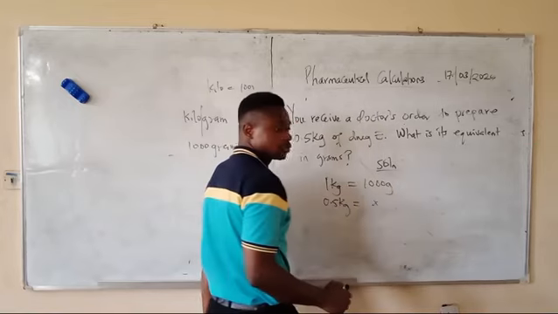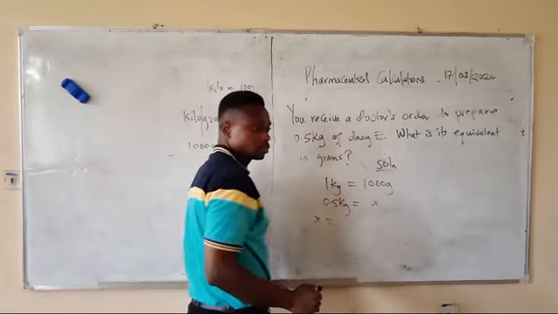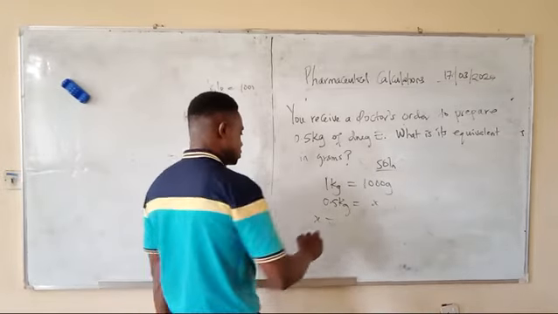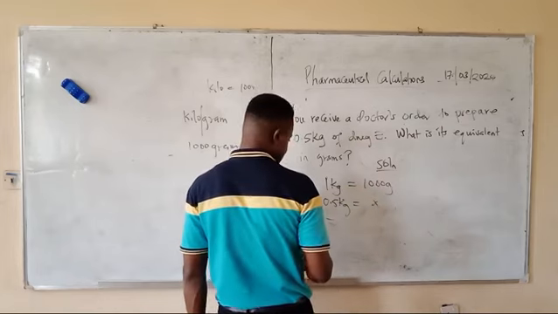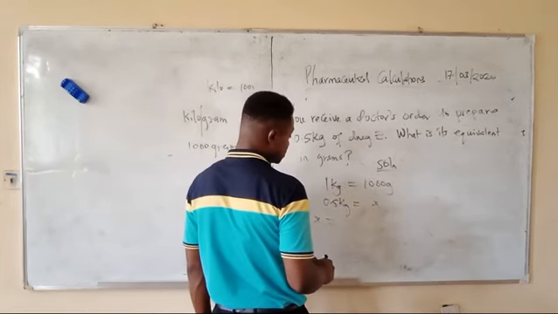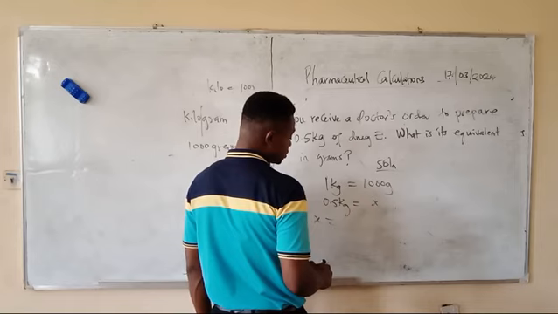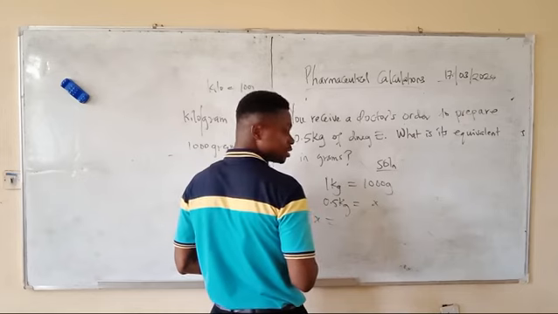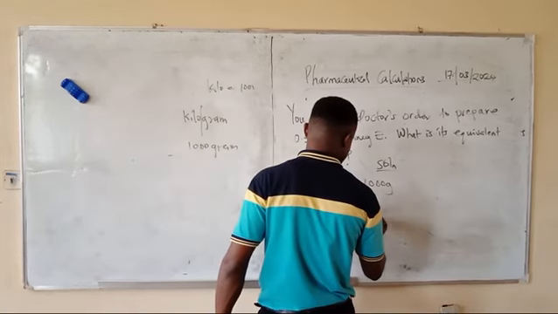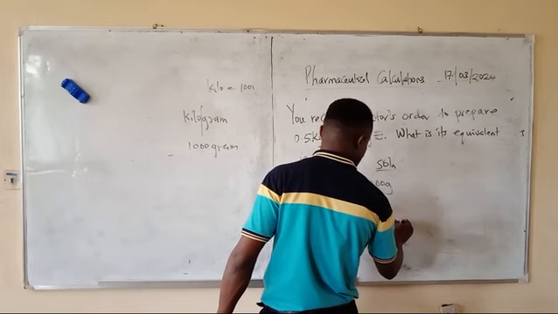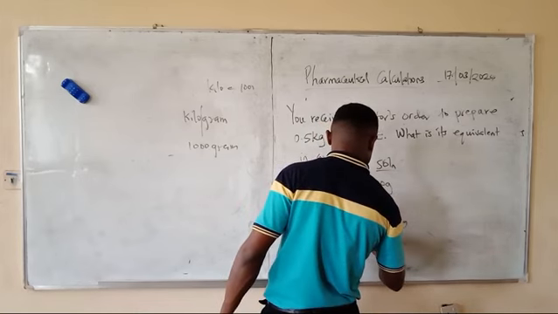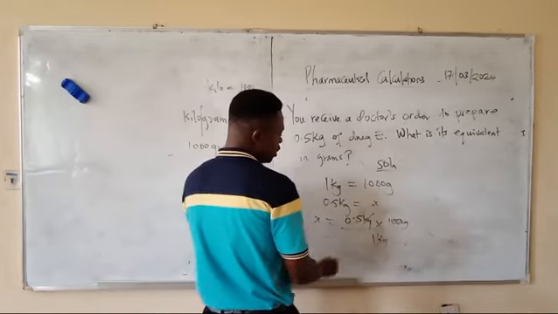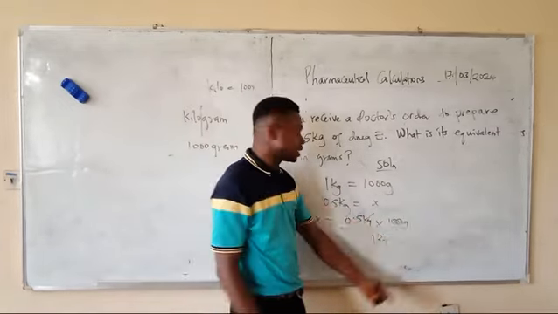So if 1 kilogram is 1,000 grams, 0.5 kilogram is x. So x is equal to 0.5 kilogram times 1,000 grams over 1 kilogram. Look at the units, be careful. Kilogram will cancel kilogram, so we are left with 0.5 times 1,000 grams. What's the answer?